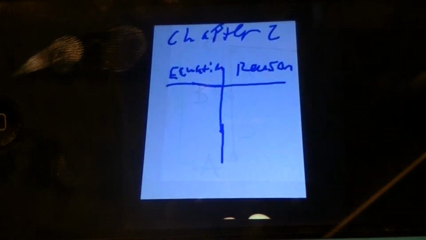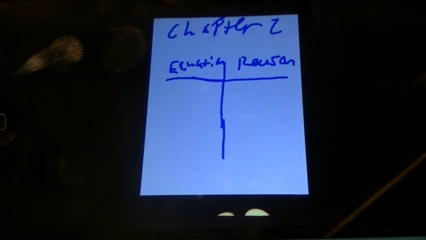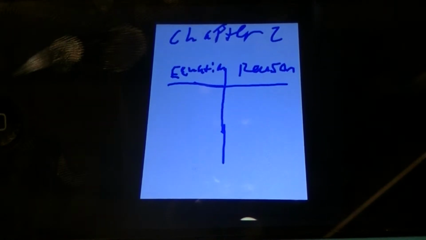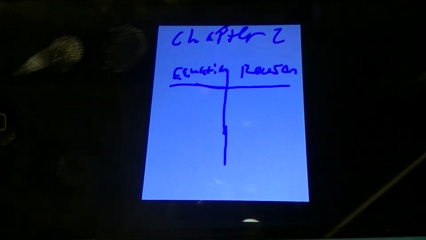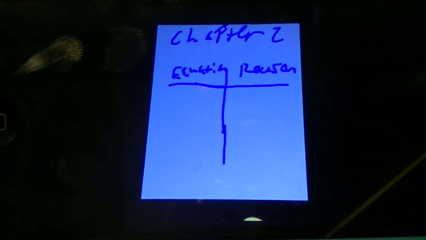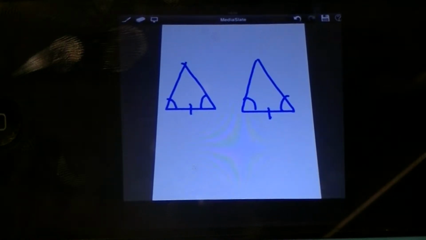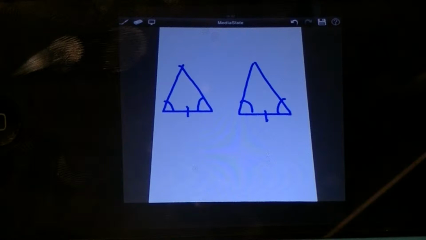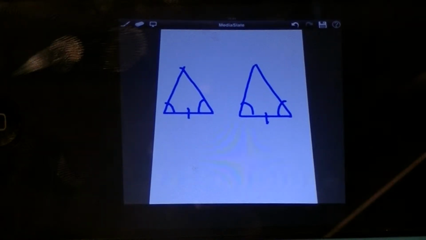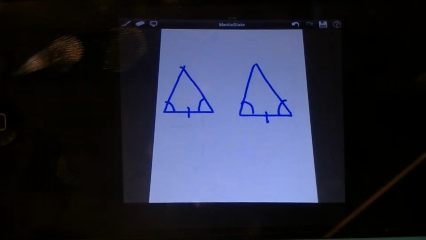In this chapter, you will conquer inductive and deductive reasoning. You will be able to write proofs and understand geometric relationships. Right here is a proof. It's how you would set it up, and then you would write the equation and the reason of why it is what it is. A problem in this chapter that could come up is, would these two triangles be congruent? And the answer is yes, because of angle side angle, and you would be able to prove that with a proof and reasoning.